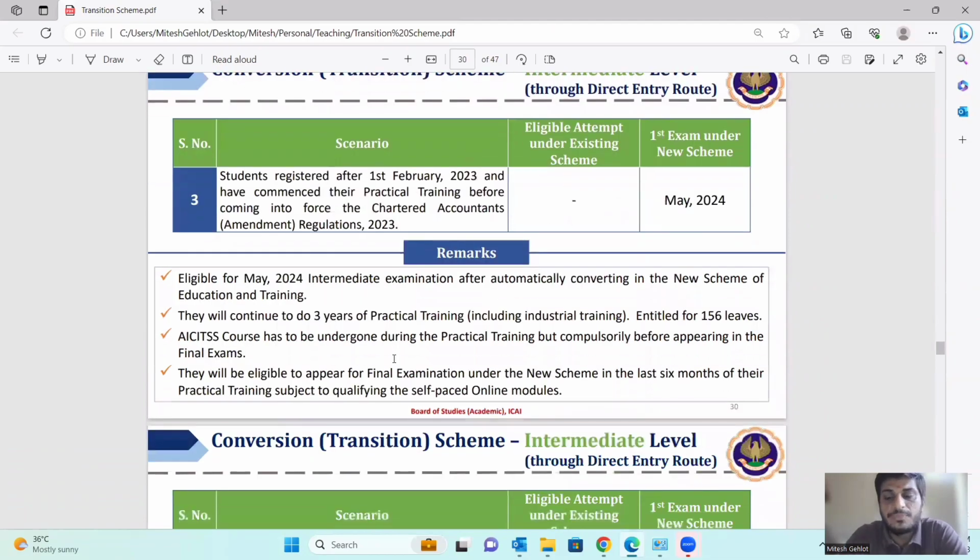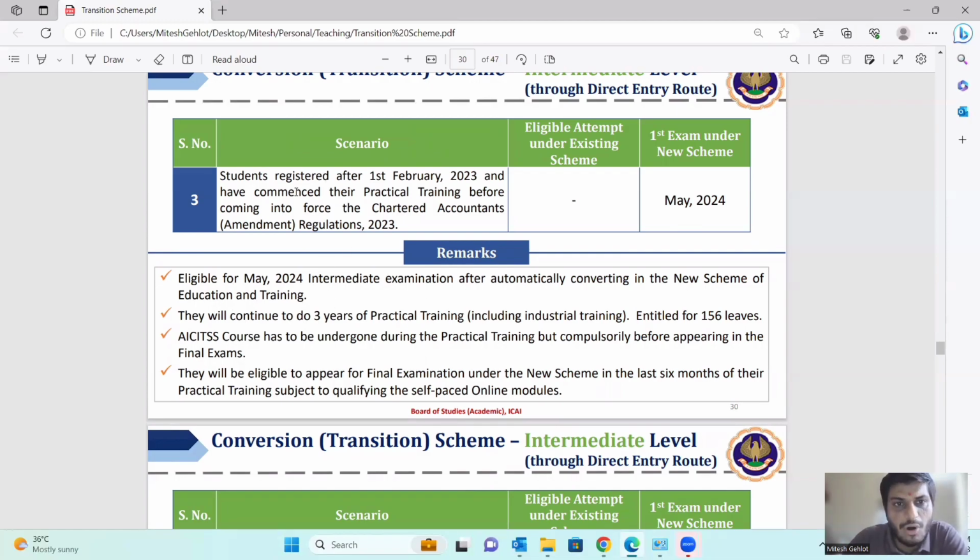Now, the third scenario: any student who has registered after 1st Feb and has commenced their practical training. In the first scenario we were talking about anyone on or before 1st Feb. Now, this is with respect to students after 1st Feb. You will be eligible to write your exam only under the new scheme in May 2024. You will get automatically converted into the new scheme, and you will be writing in May 2024.